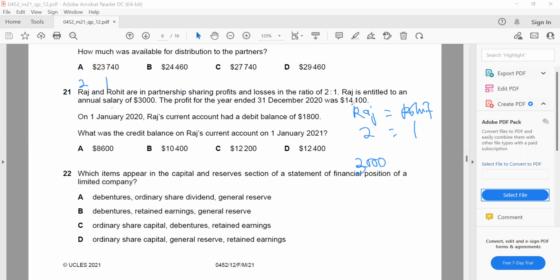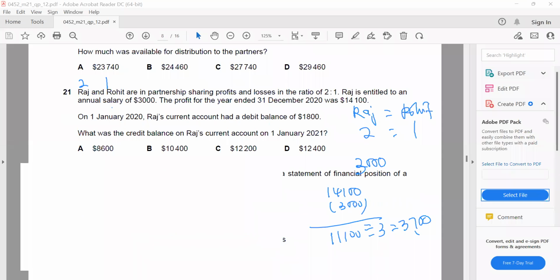The profit for the year ended was 14,100. So we have to take 14,100 minus 3,000 to find the distributable profit. The share of the profit is 11,100. So divide by 3, and we get 3,700. So now the question: on 1st January, the current account has a debit balance of 1,008. So let me open up the current account.